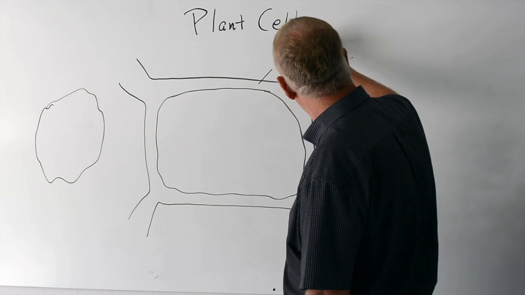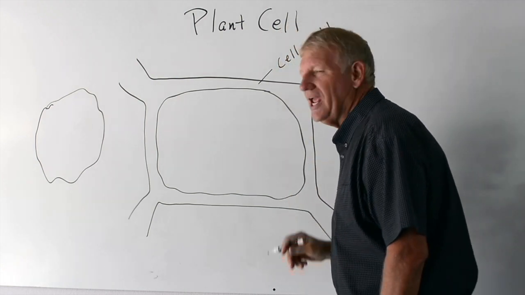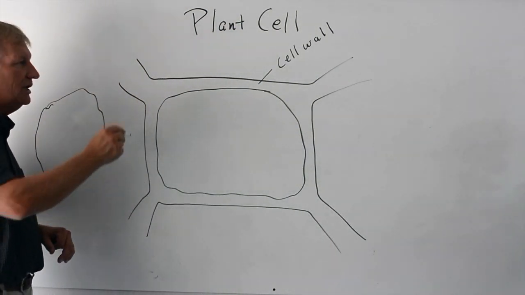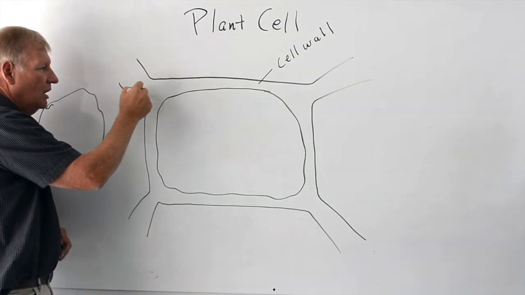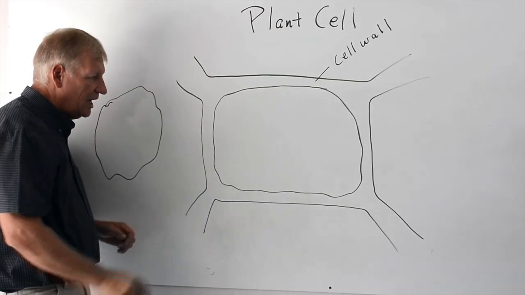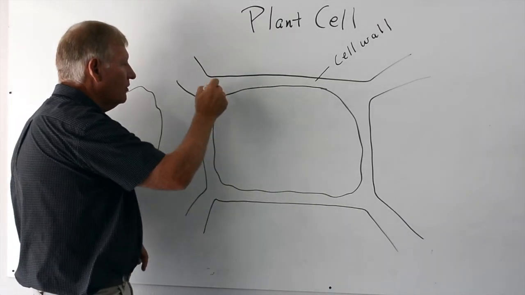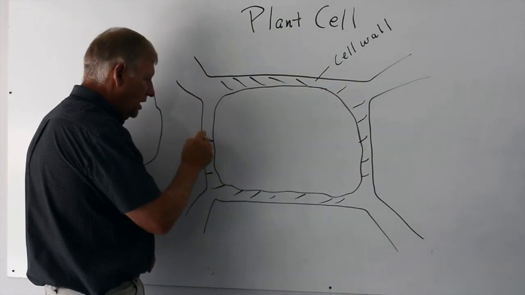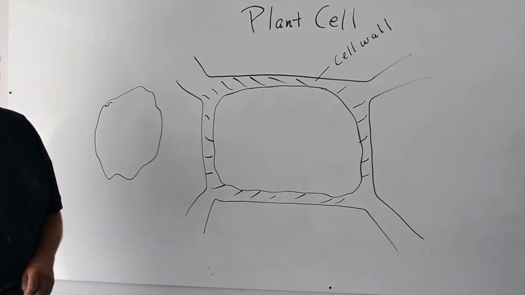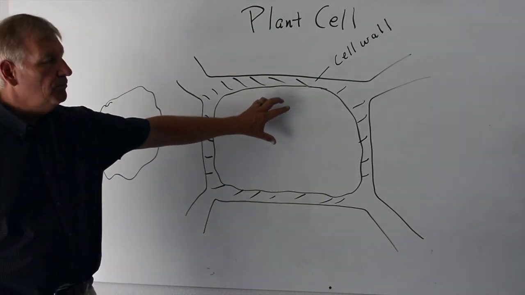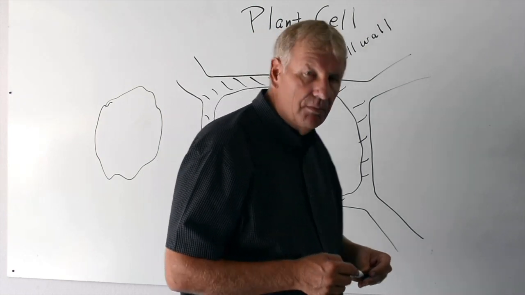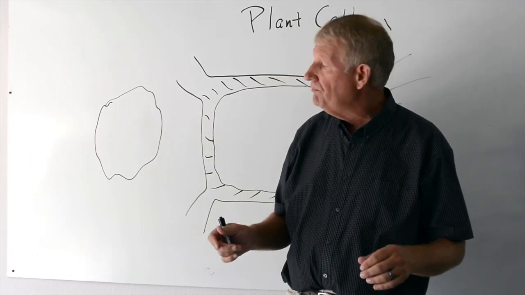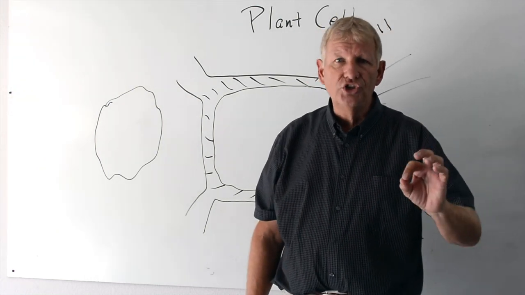So, once again, look at what we have here. I got a head start on you drawing this. So all of this is where this cell is going to connect to the next one. But all of this area around here is called a cell wall. It's kind of interesting because, and we'll talk about the other differences in a plant cell and an animal cell, the cell wall makes it rigid.